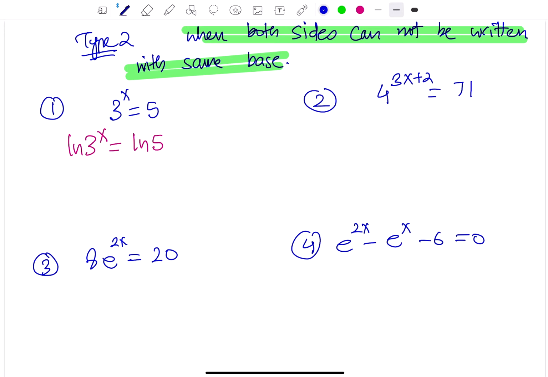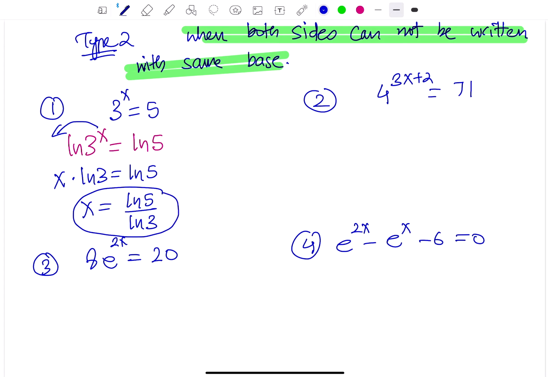Now, exponential functions have a special property that the exponent can become a coefficient in the front, the power rule. So it would become x times natural log of 3 equals natural log of 5. x would be equal to natural log of 5 divided by natural log of 3. And that's the value of x that's going to make the left and right-hand side equal to each other.